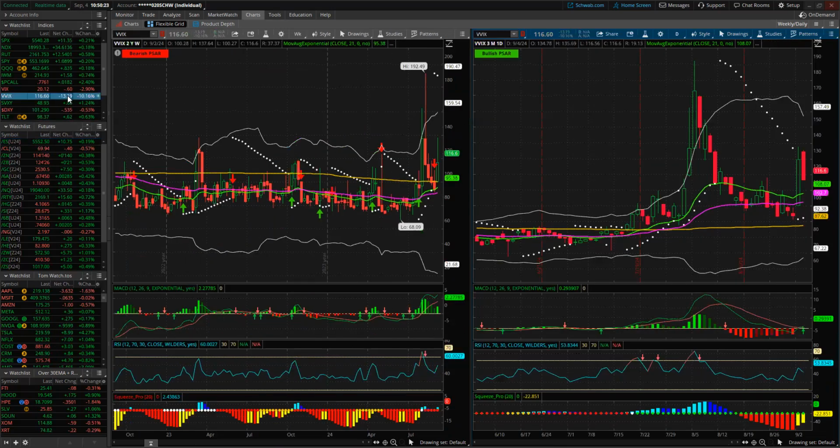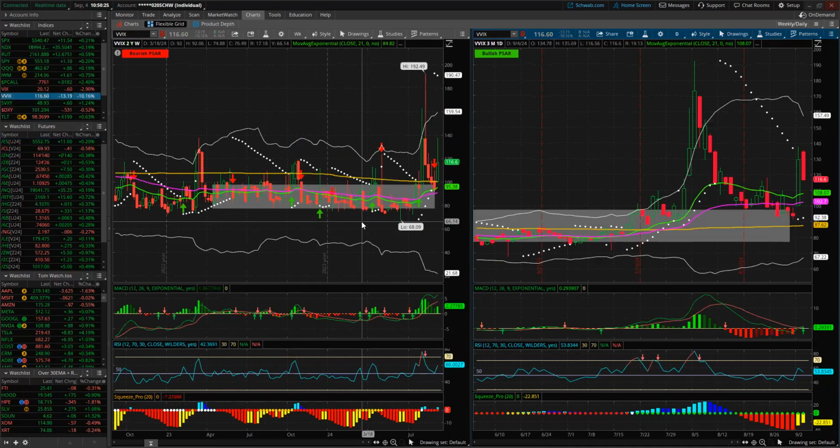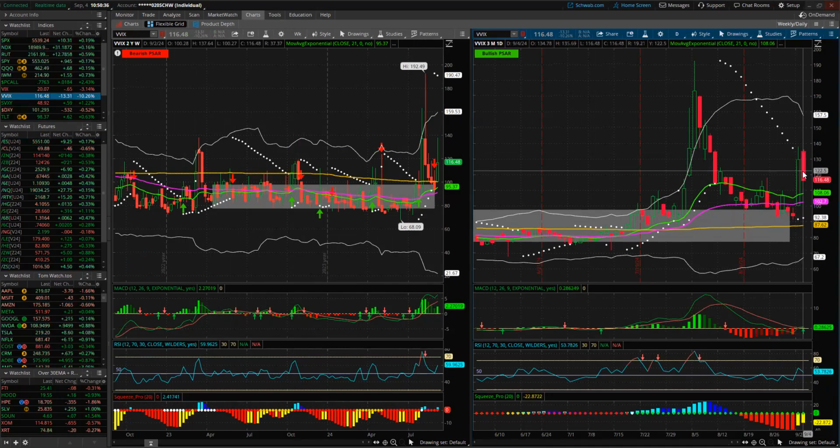If you take a look at the VVIX, we look at our major area here that we've moved to the upside. Well, VVIX really started making a big move yesterday. It is easing back in today, but a pretty nice move.